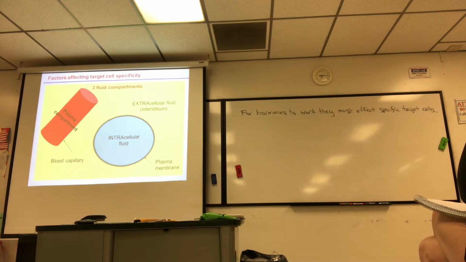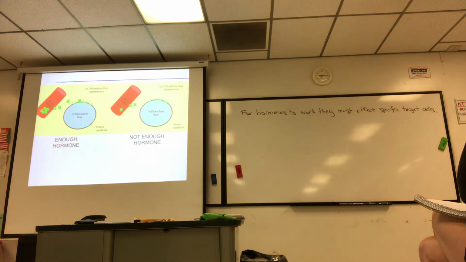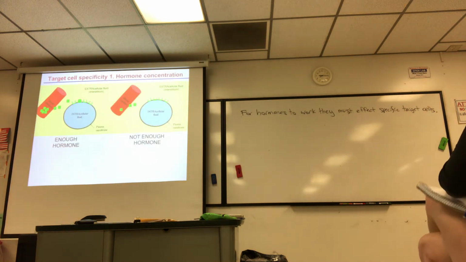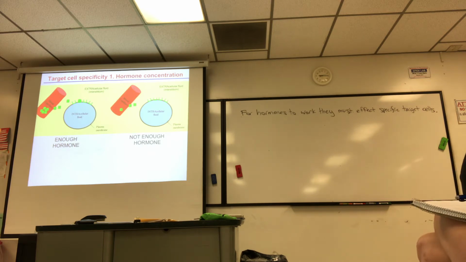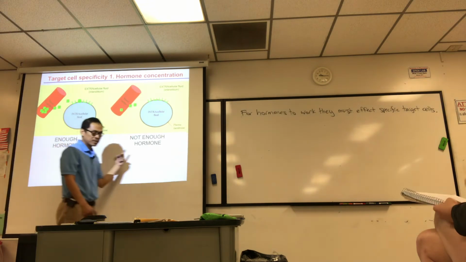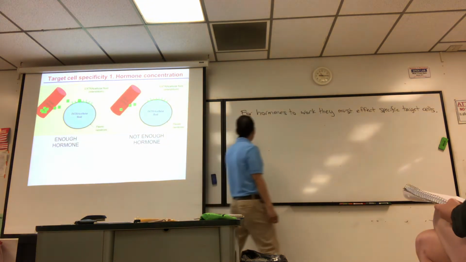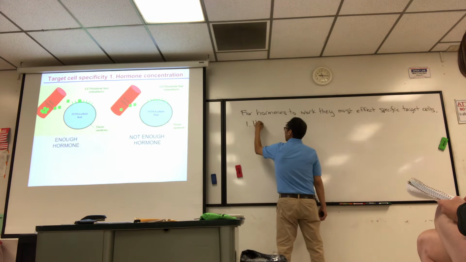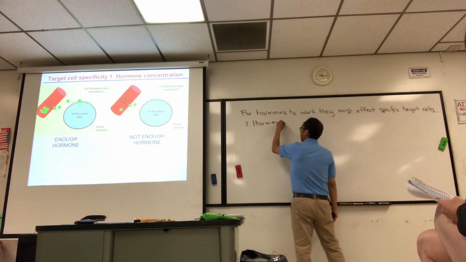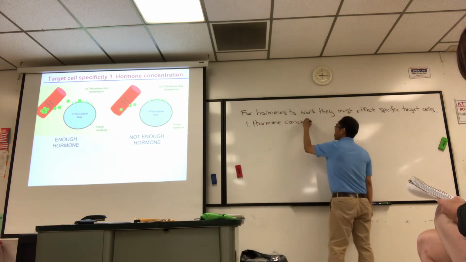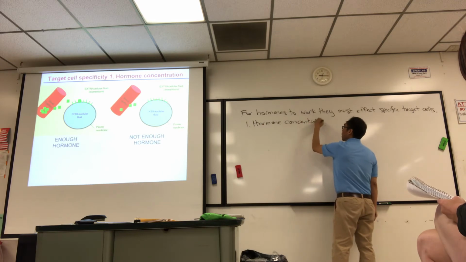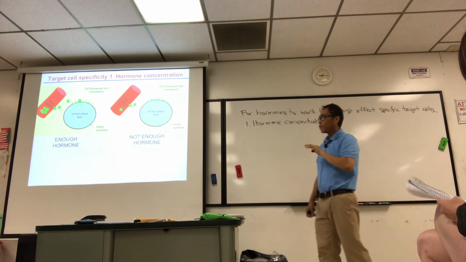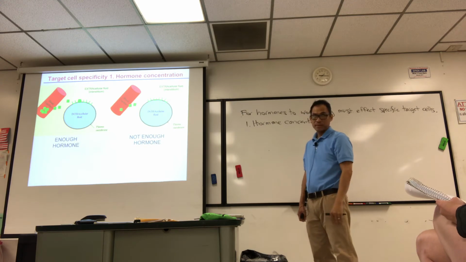So what you have to appreciate is, for hormones to work, one factor is the concentration. Is it enough? Is there enough secreted so it could actually diffuse and find its receptor on its target cell? So I give a very simple example, enough, not enough. So one factor is hormone concentration. Was enough hormone secreted to get an effect?